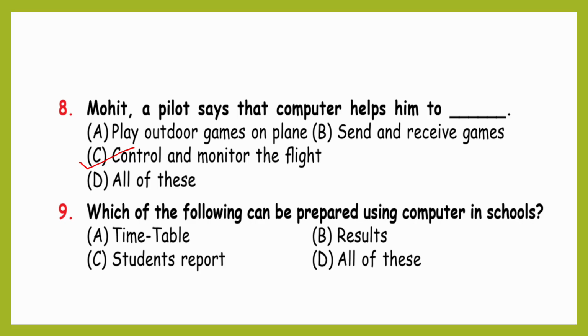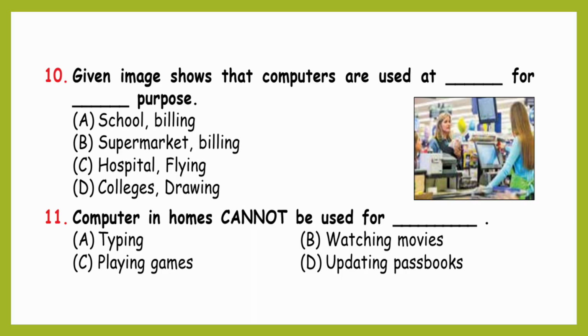Then ninth one, which of the following can be prepared using computer in schools? A, timetable. B, results. C, students report. D, all of these. What is the correct answer? Option D, all of these. All of these can be prepared using computer in schools.